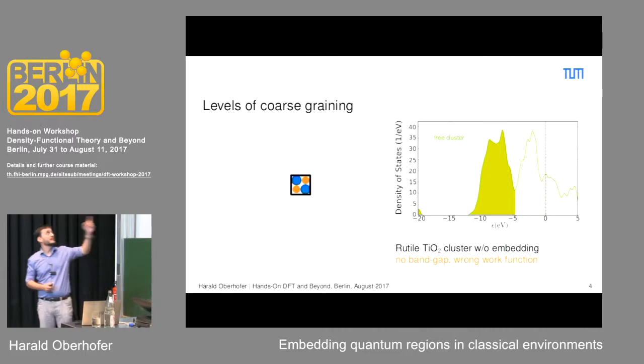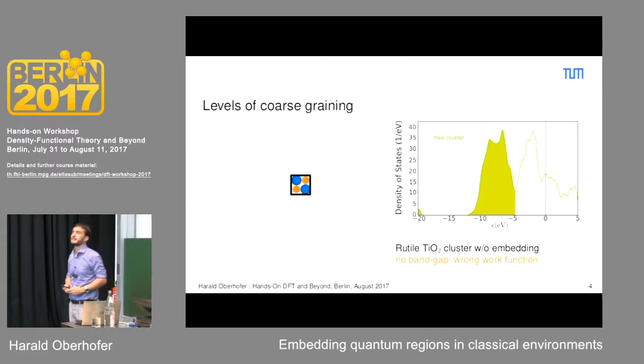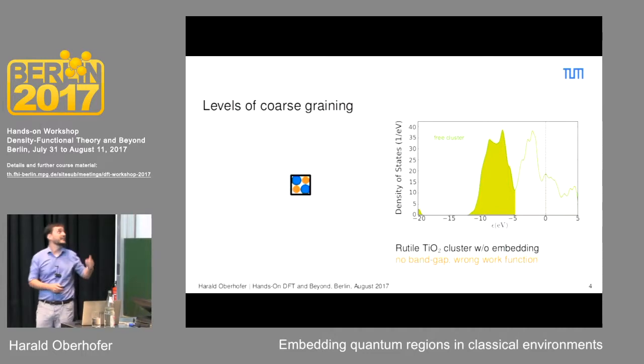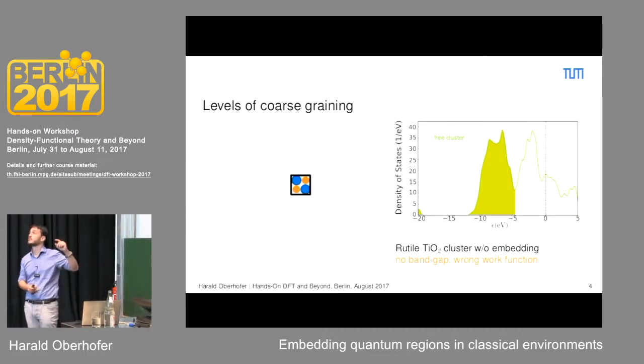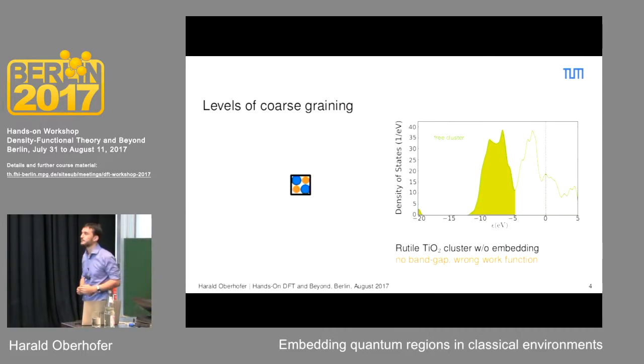I plotted the electronic density of states for that thing here. So we took a cluster of a rutile titanium dioxide surface and calculated the DOS. Getting it to converge was a bit of a problem to begin with because it's rather broken, but if you get it to converge, you get something that looks like this. You lose your band gap, so that looks more metallic. The work function is rather off, I'm telling you now.